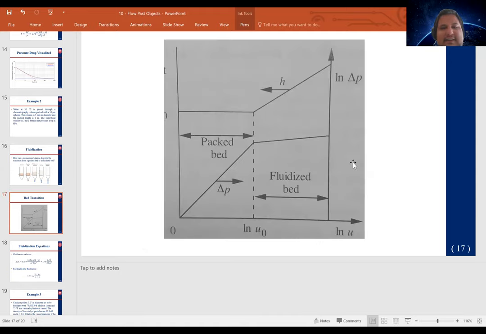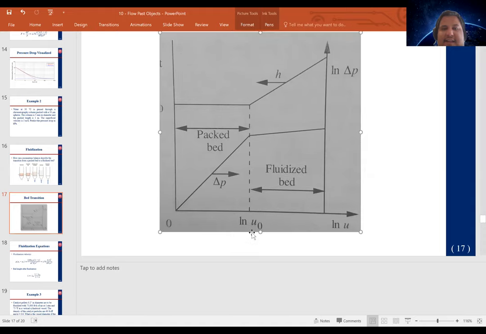Another illustration of this is shown in this figure here, where you see a dimensionless velocity as a function of a dimensionless pressure drop. When we have a packed bed, increasing the velocity increases the pressure drop, as well as having that static bed length. This is the other axis. Unfortunately, I think it got cut off. Once you get to the fluidization point, the pressure change becomes very minimal, and then you start to see the expansion of the bed with a further increase in our velocity.